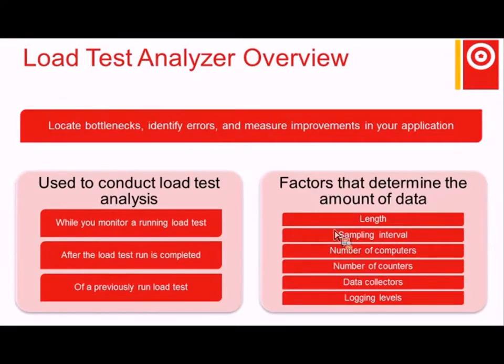Like I said, the factors that determine how big the results repository is are the length of the load test, the sampling interval, which I mentioned earlier, the number of computers involved in the test, because that affects the number of counters you're going to get, the number of counters, and any data collectors that you've got. So if you have specified in your test settings that you're going to use the ASP.NET proxy, test impact analysis and IntelliTrace, I would expect your load test will probably start having problems at about 10 users, because those two bits of information can be quite large.